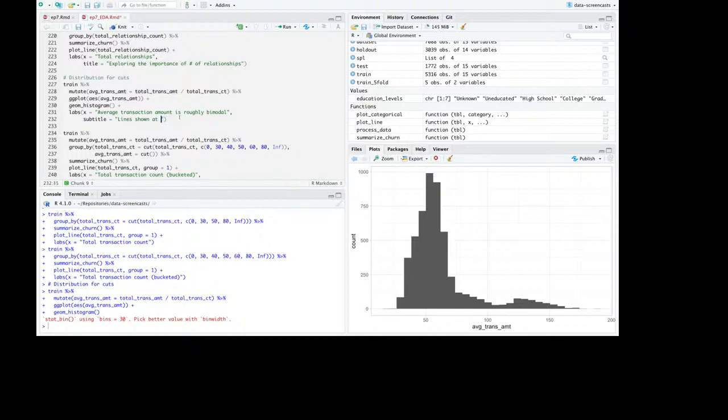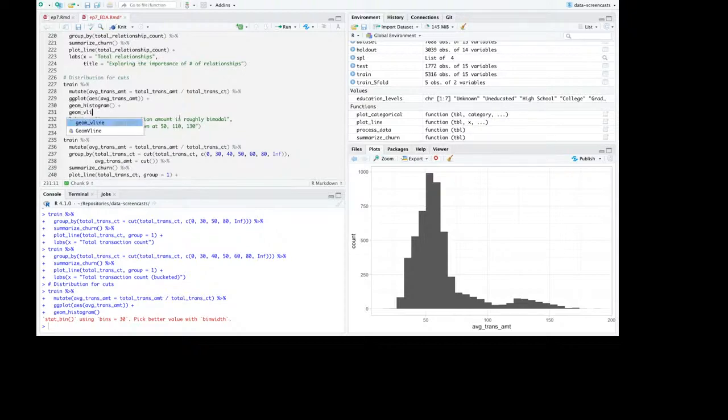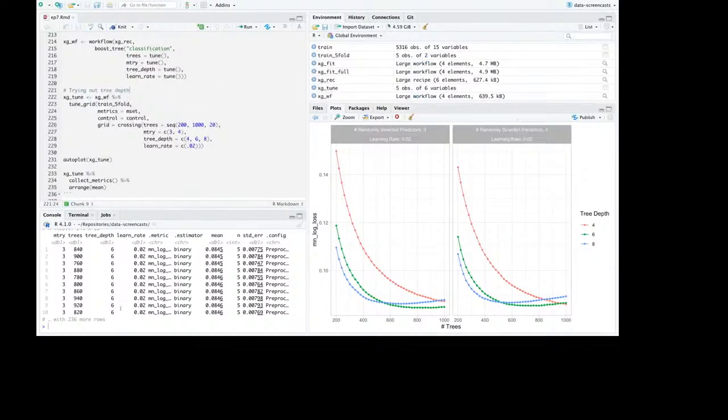Here's what I'm going to do. I'm going to show 50, 110, 130. Why? So I can do this. Oh man, this keeps running faster than I expect. Tree depth.